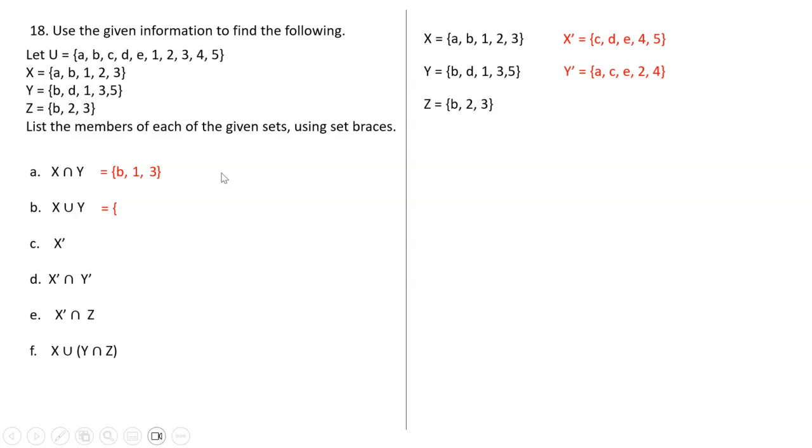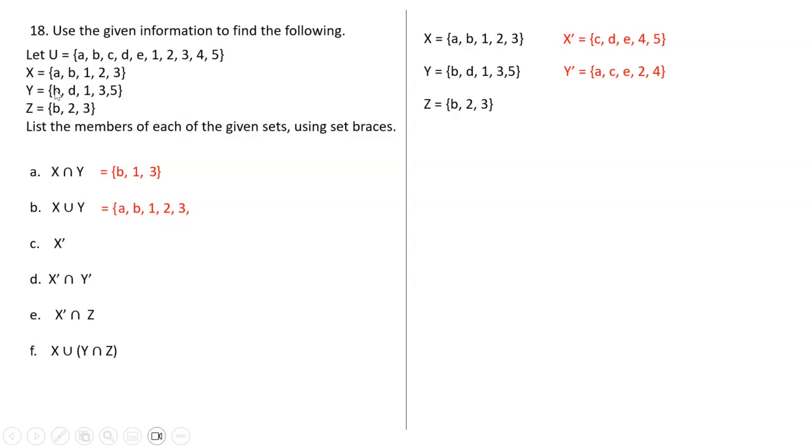For X union Y, or X or Y, I believe I did this PowerPoint like 2 weeks ago. And the union, like I mentioned in our PowerPoint, is you're going to write them all down, but you don't repeat them. Okay, so we're going to write everything in X first, right? Set X is A, B, 1, 2, 3. Now we're going to go to the set Y. If it's already in there on the set, I don't write it again.